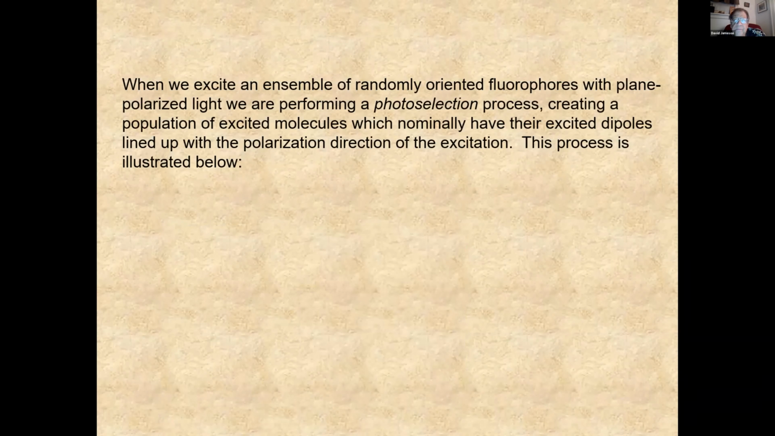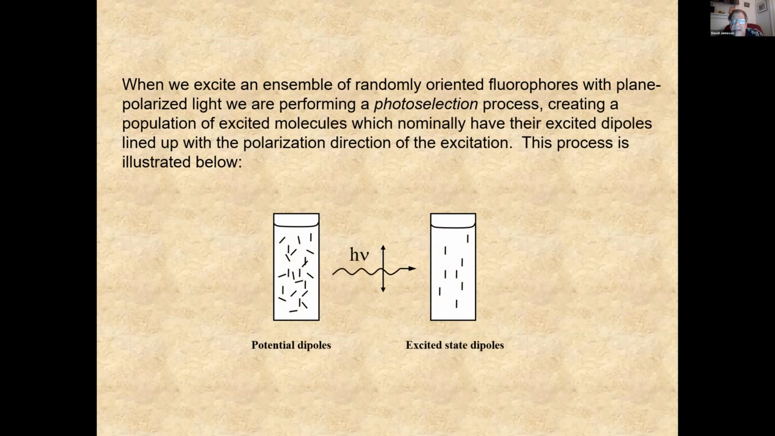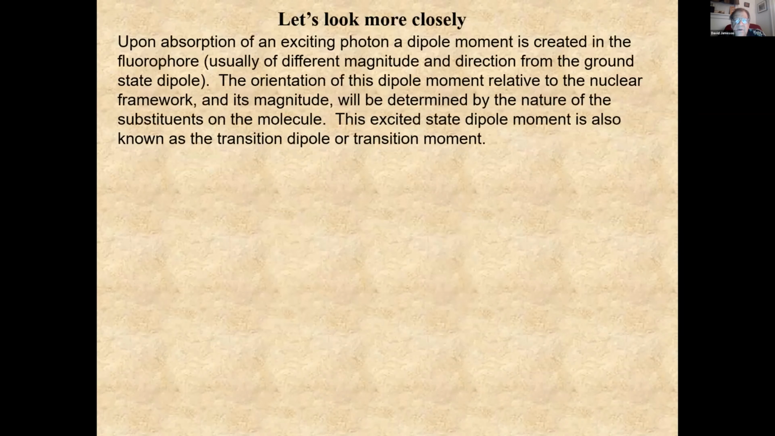So if you excite an ensemble of randomly oriented fluorophores with plane polarized light, what you're doing really is a photo selection, because the probability of a molecule to absorb the light is going to be related to the angle of the molecule relative to the exciting light. And let's look more closely.